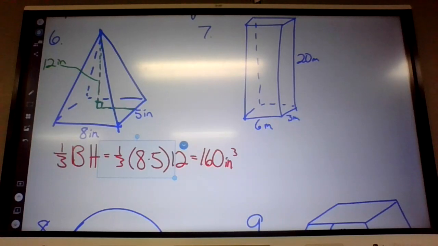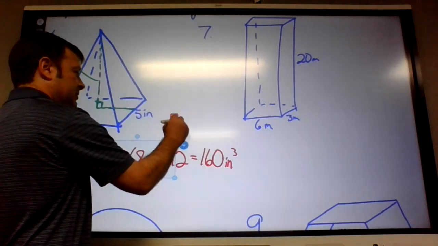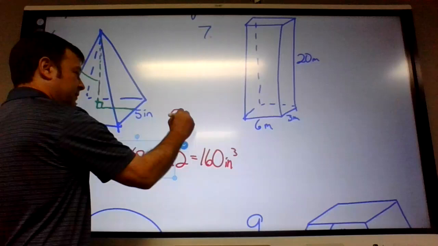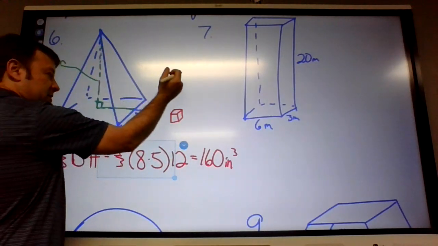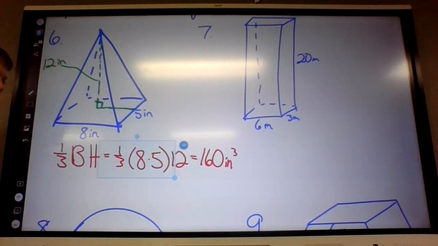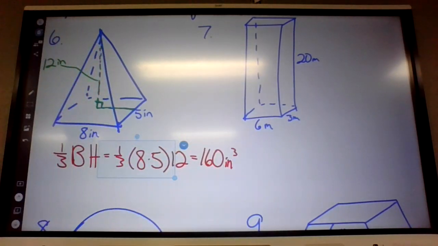Because that tells you how many little cubic inches. A cubic inch would be pretty tiny. It'd look about like this in real life. How many of those can fit inside the pyramid? That's kind of telling you how big it is. Okay. Wait, oh, so the height is the 12.